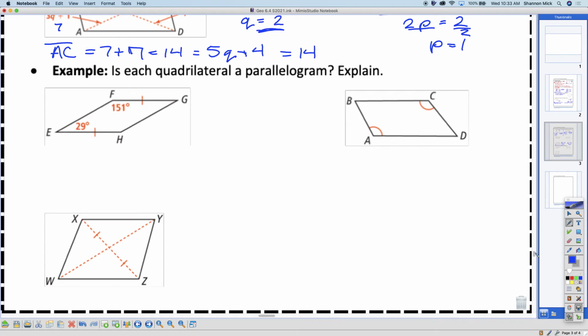Okay, so the first one. Well, I know that angle E and angle F and angle G and angle F are congruent. Yes. Okay, so that's good, right? So that means F and E have to equal what? 180. 180, do they? Yes. Okay, so they equal 180. So if they equal 180, then that also means that E and F and G and H are equal to each other. So it's a yes.